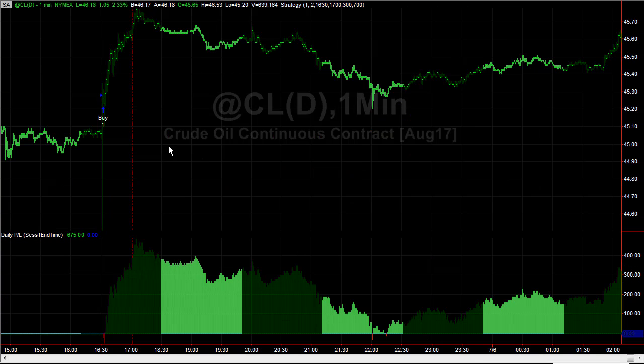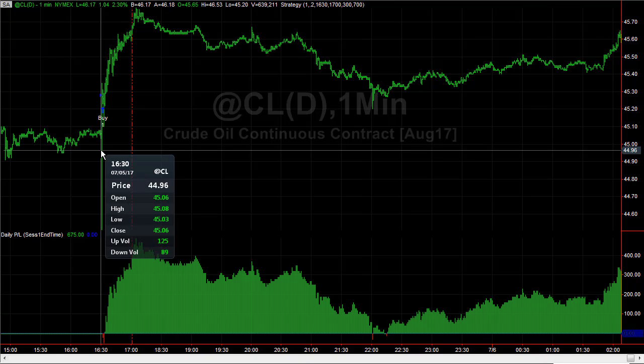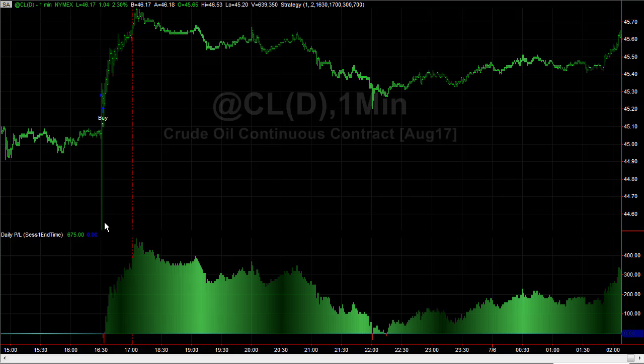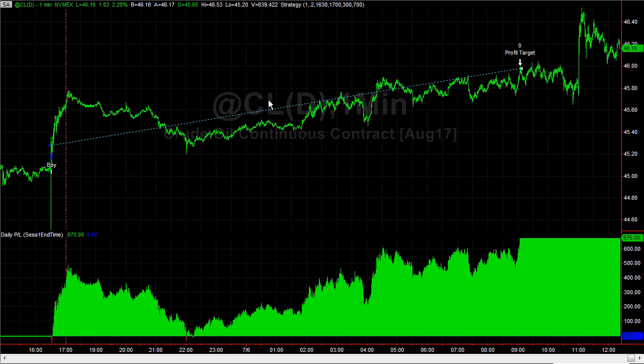And I want to show you, here is the price action. Very volatile, very fast moving market. It went down about 50 points and then it popped up, and then you see the price action after that, hit a profit target. And here is the performance summary.